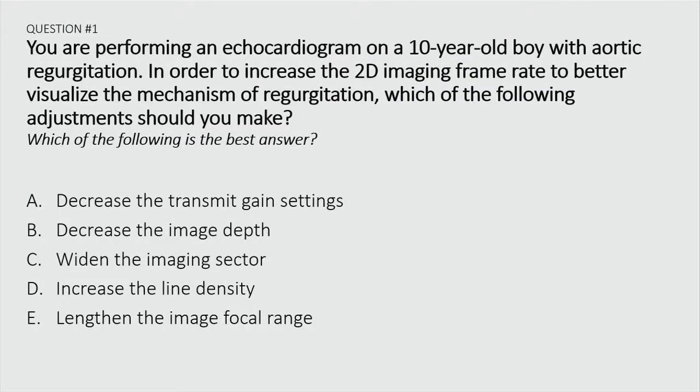You are performing an echocardiogram on a 10-year-old boy with aortic regurgitation. In order to increase the 2D imaging frame rate to better visualize the mechanism of regurgitation, which of the following adjustments should you make? A, decrease the transmit gain settings. B, decrease the image depth. C, widen the image sector. D, increase the line density. E, lengthen the image focal range. So we're looking to increase the 2D imaging frame rate.